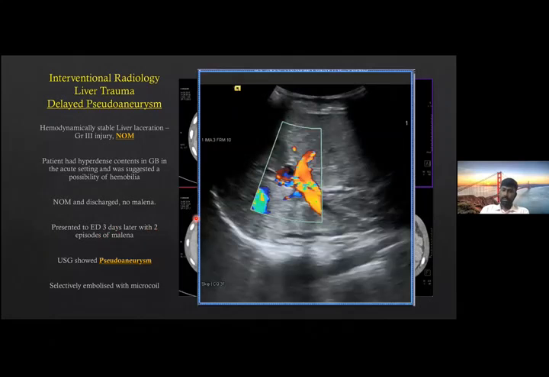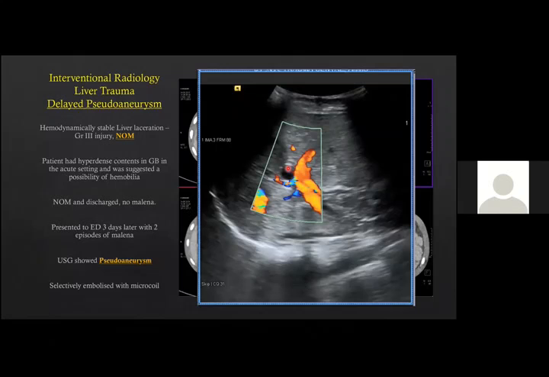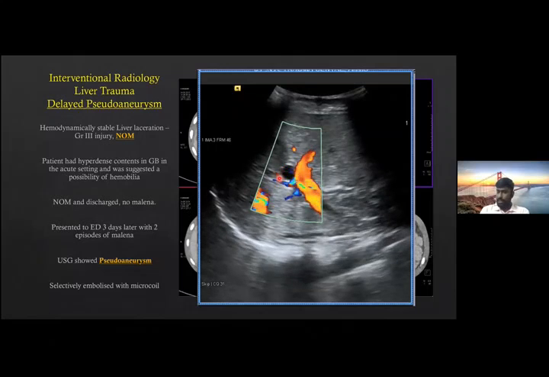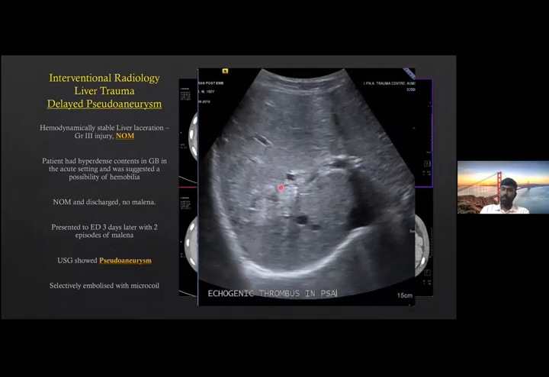And we did an ultrasound, and this showed this typical yin-yang phenomenon, showing the pseudoaneurysm, which has developed in the delayed setting, probably because of the lysis of the surrounding clot, and the artery started bleeding into the cavity, forming the pseudoaneurysm. And this was embolized, and this is the post-procedure ultrasound showing echogenic thrombus in the pseudoaneurysm. A microcoil embolization was done.